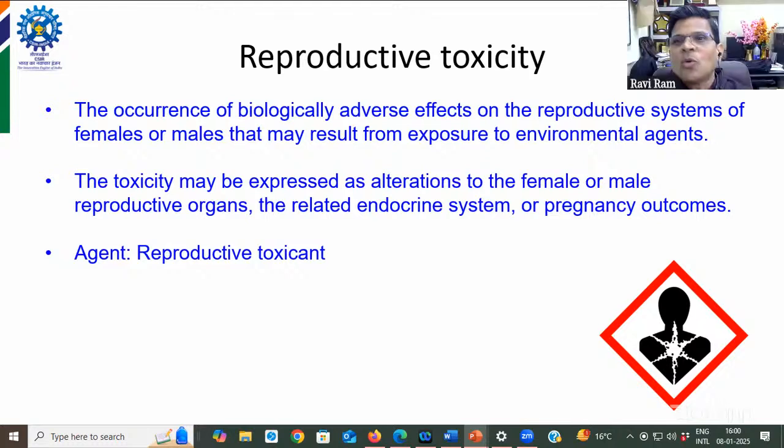So if you go back to your labs and look for certain chemicals, you will see this kind of label already printed on those chemicals, which means that particular chemical is potentially toxic to the reproductive organs.